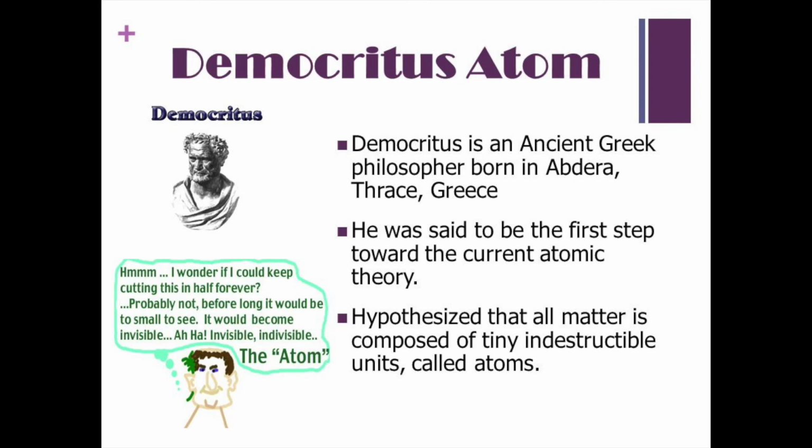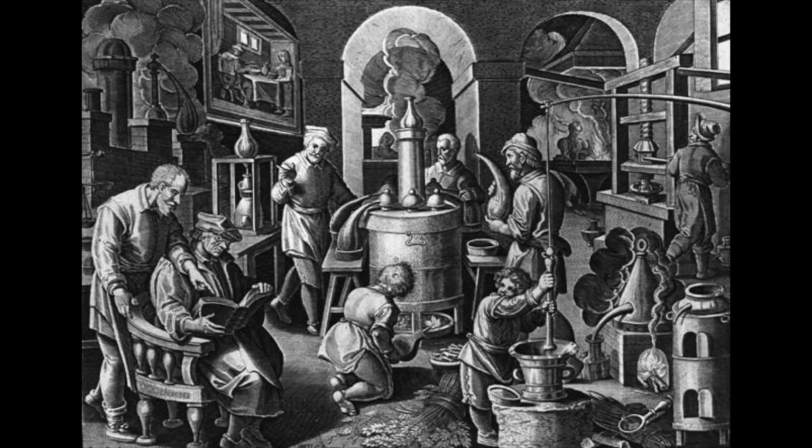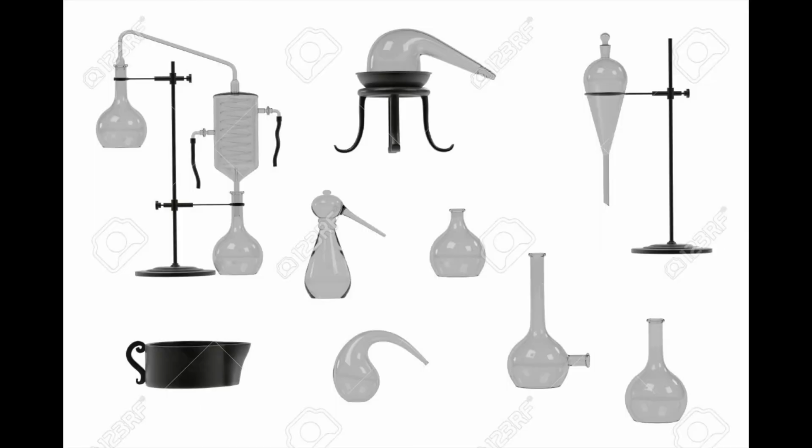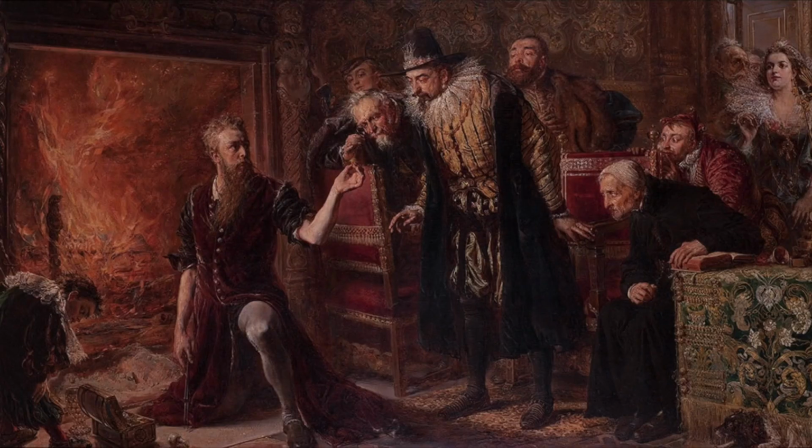AD 500 to 1600. Do metals grow like plants, ripening into gold? Many alchemists, a combination of philosopher, mystic, magician, and chemist, believed that they did. For centuries, they performed numerous experiments attempting to make gold from cheap metal, such as iron and lead.